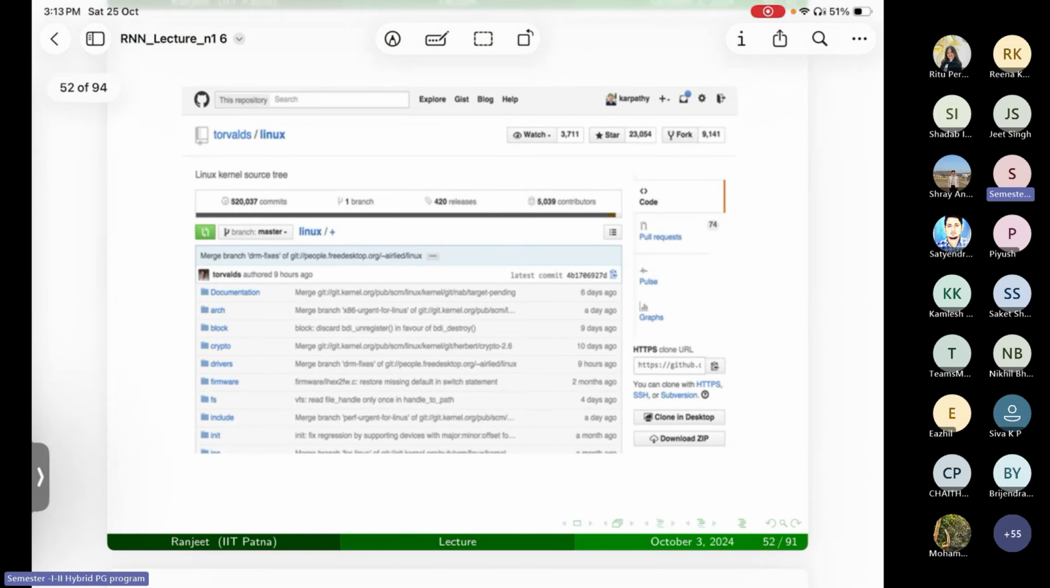Even it's giving all those comments, everything, all header files, all those things. So everything is coming from the RNN. All the code is generated by the RNN.